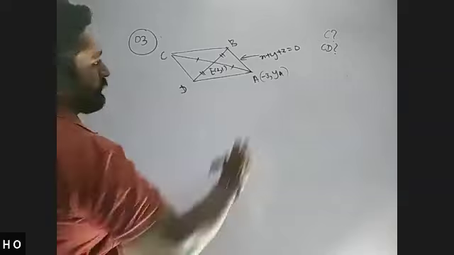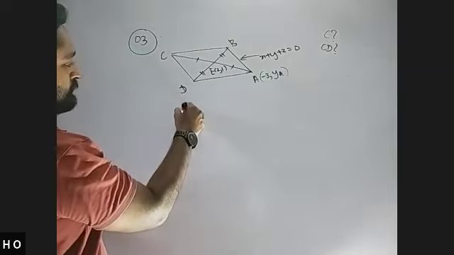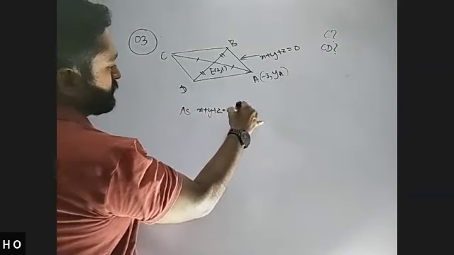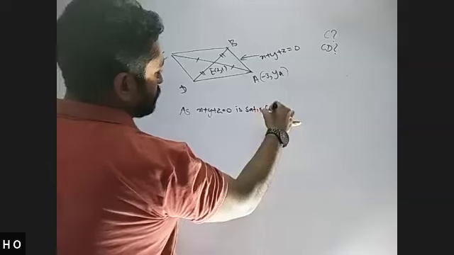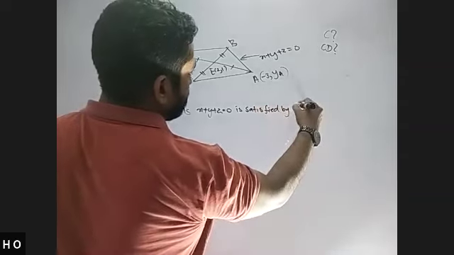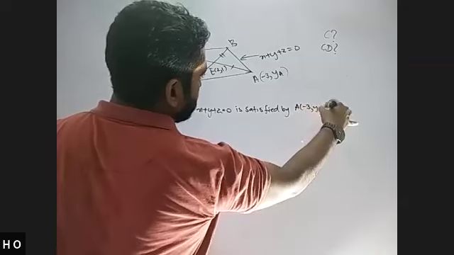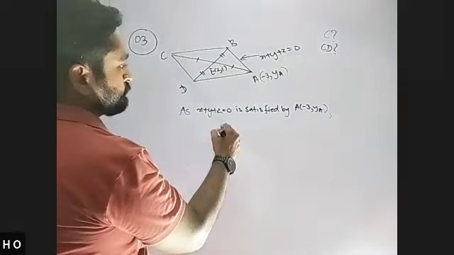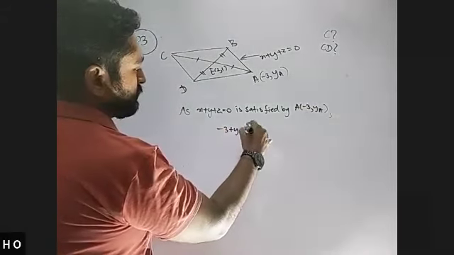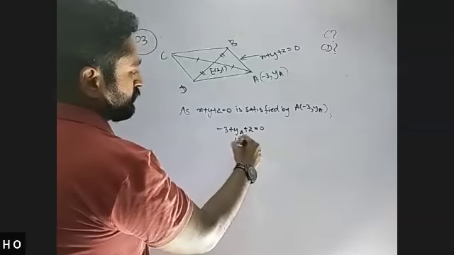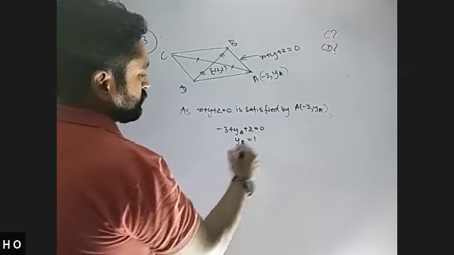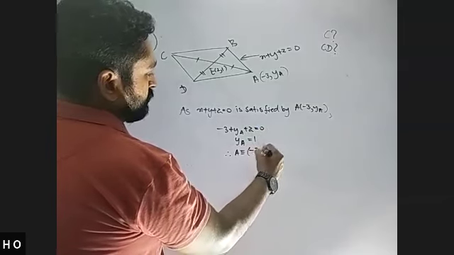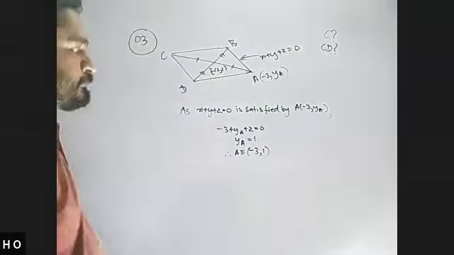So you have to say, then you can find y A. x plus y plus 2 equals 0 is satisfied by A, which is minus 3, y A. Minus 3 plus y A plus 2 is 0. y A is going to be 3 minus 2, 1. Therefore, coordinates of A is minus 3, 1.